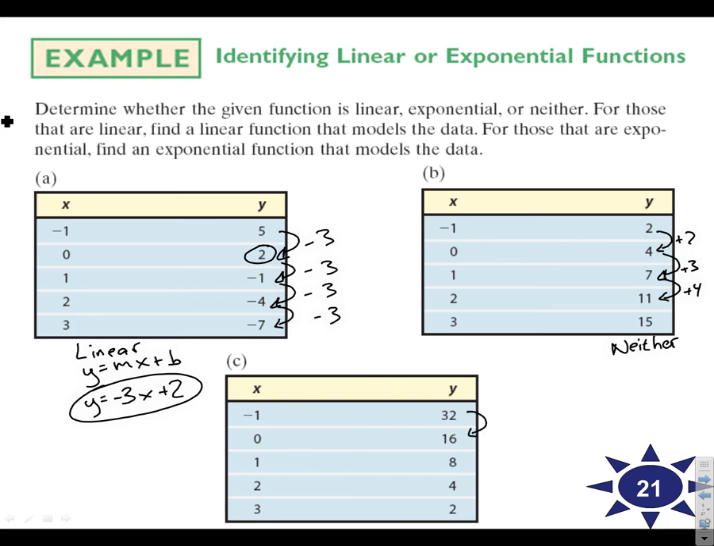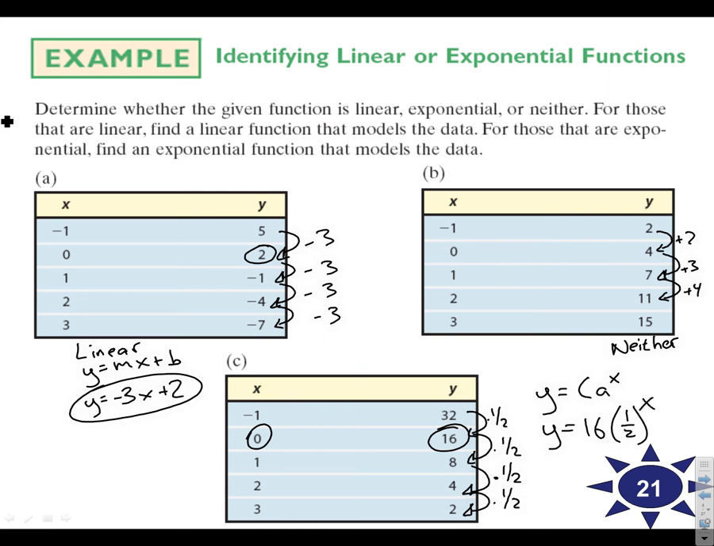So in this case, we're multiplying by 1/2. Here we're timesing by 1/2. And even though we're dividing by 2, for exponential functions we talk about what we're multiplying by. So dividing by 2 is the same as multiplying by 1/2. So we've got our function, y equals c a to the x. Y equals, c is our value initially when x is 0. So 16, 1/2, the growth factor, to the x. Try problem 21.